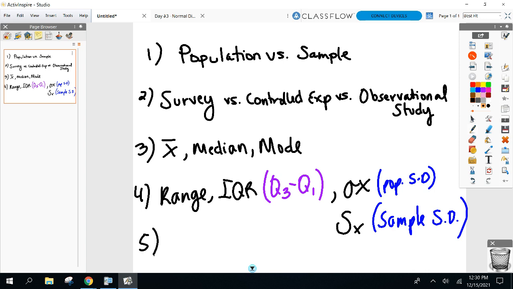And then what we're doing today, which is normal distribution. That'll be on the quiz as well. Which really is just a new place on your calculator. That's what that's going to be.